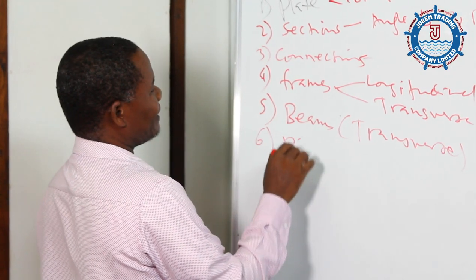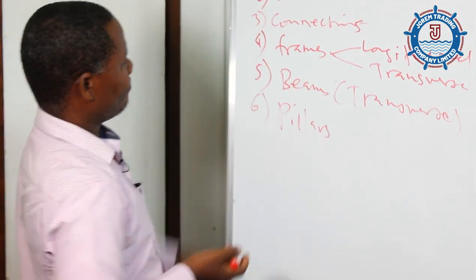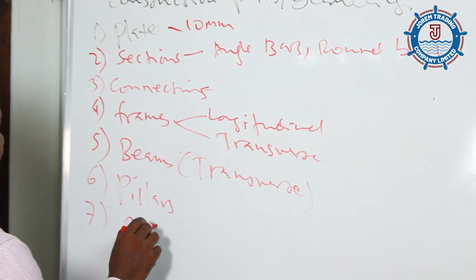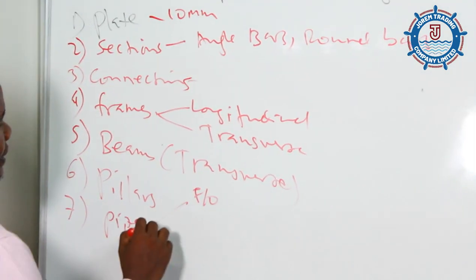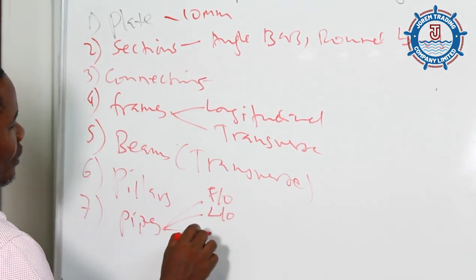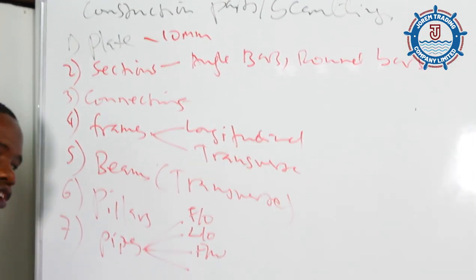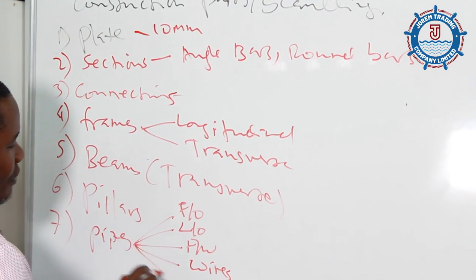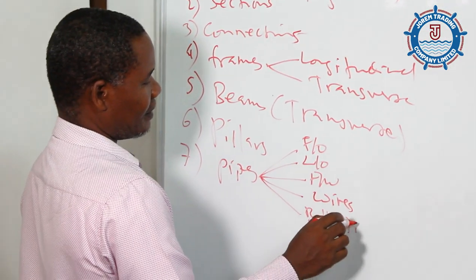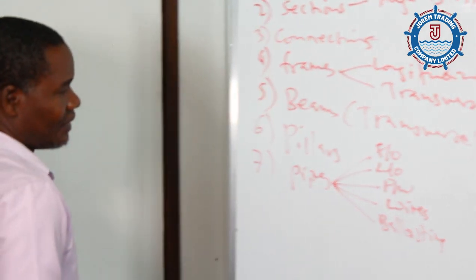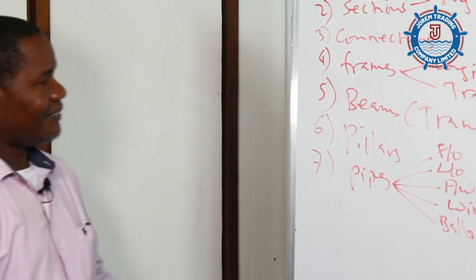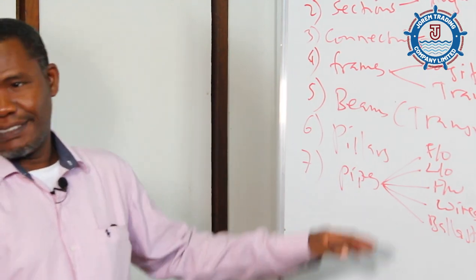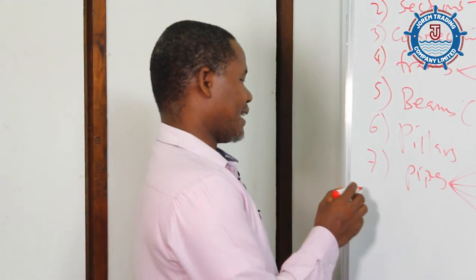You need to have the pillars to support the decks. You need to have the pipes. These pipes could be for fuel oil, could be for lubricating oil, could be for fresh water, could be used as conduit for the electric wires. Could be for ballasting, could be for anything, just pipes. Of course, that's why we said previously we also need plumbers, because this is their job. They know the pipe work.